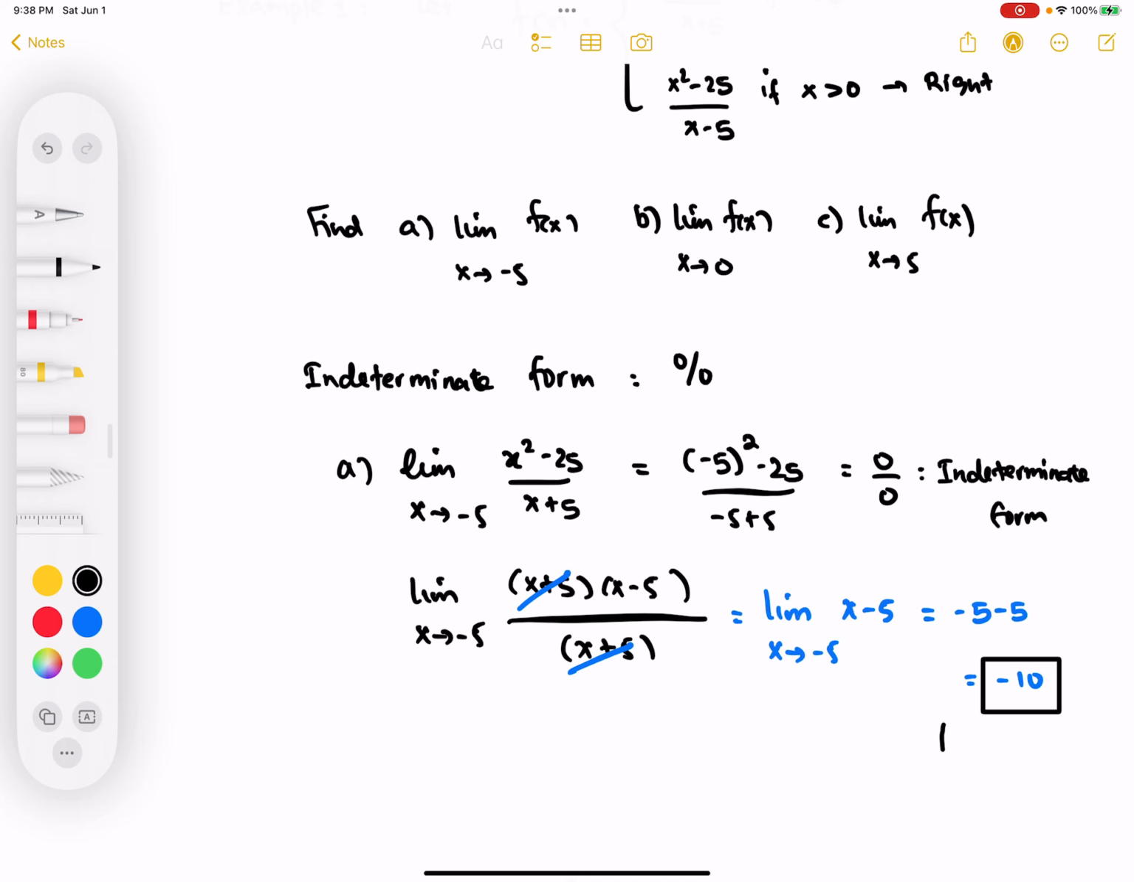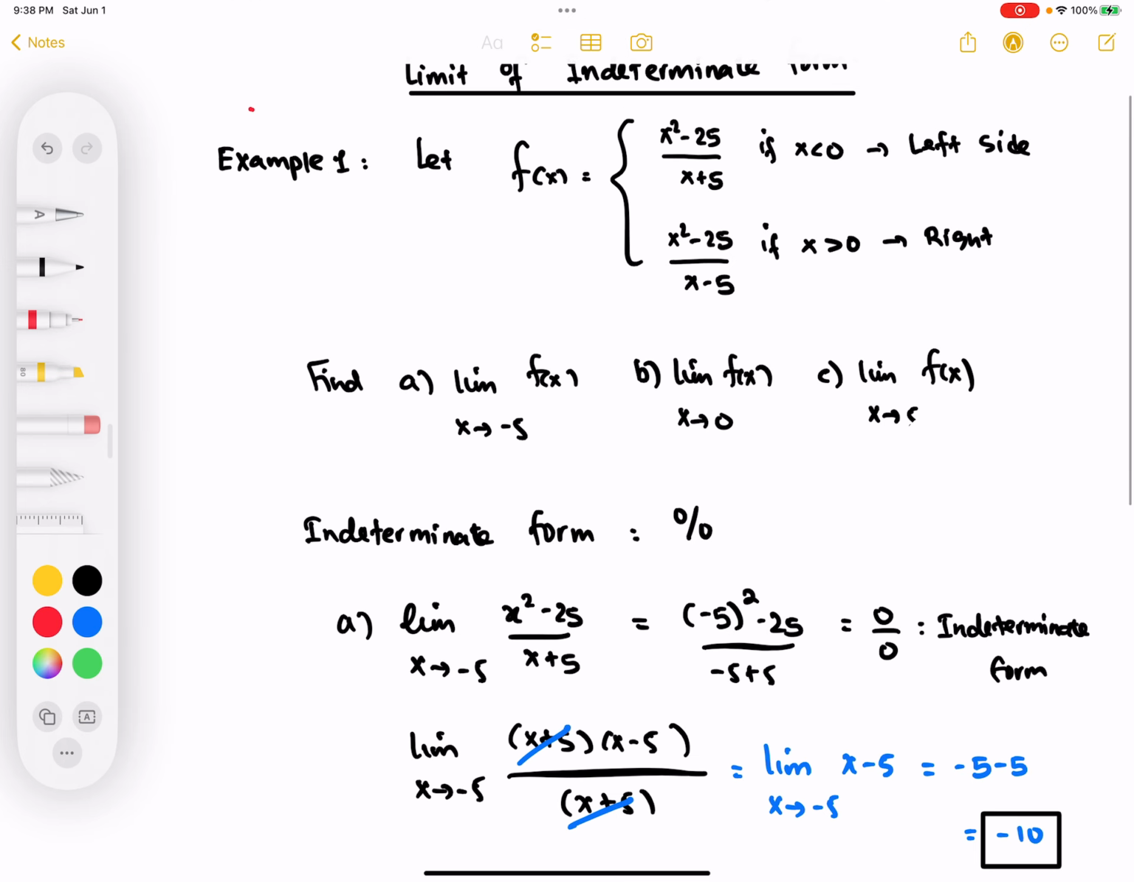Now, the limit as x approaches 0. Now, 0 is the reference point. You can see that 0 is the reference point, right? The reference point, x less than 0, the reference point. So you have to check both sides.